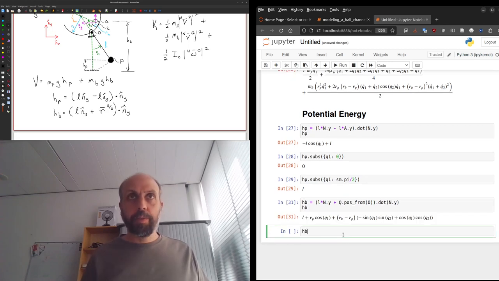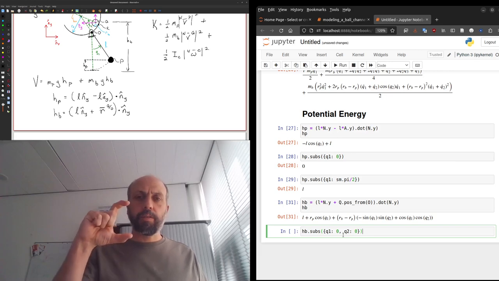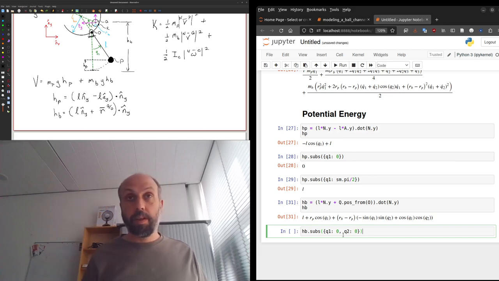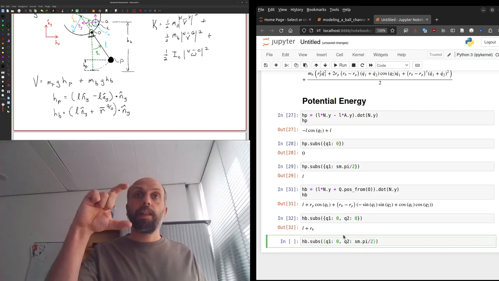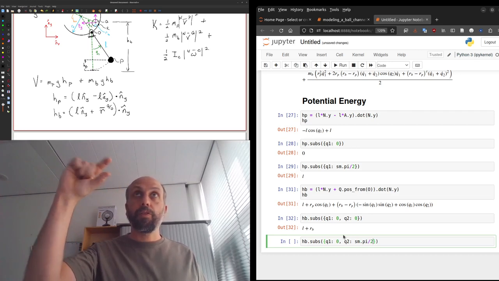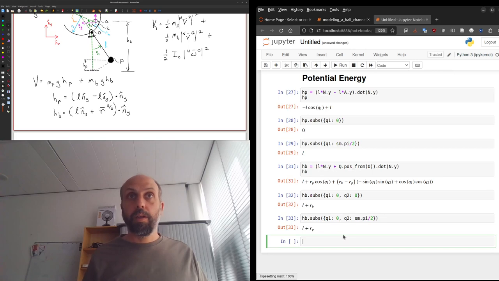Okay, we can check some things here too. If I subs in, let's just say that the bob, or the main part, is q1 equals 0, and if I have q2 also equal to 0, we should have a distance of L plus the radius of the ball. Does that work out? Good. And then we can check if q1 is 0 and q2 is at 90. We should have L plus the radius of the trough, PRP. All right, looks like we're good.